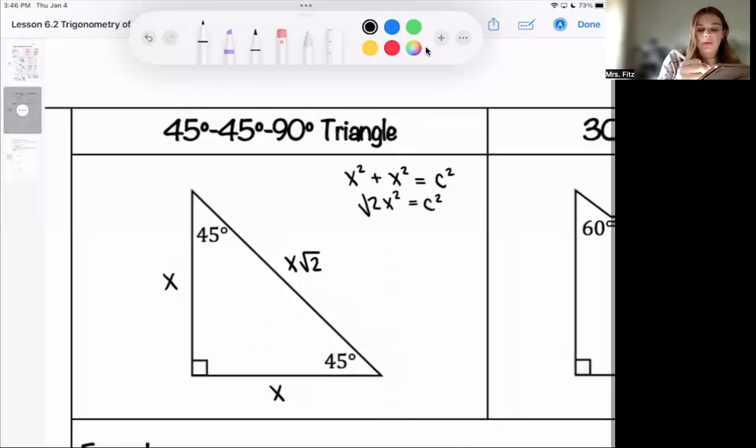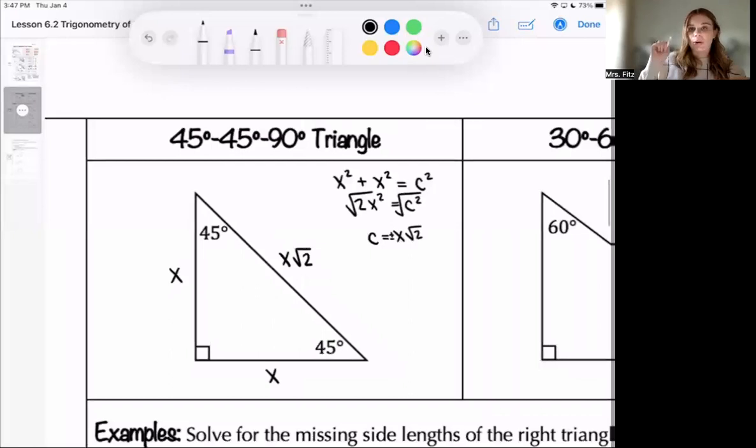You square root both sides, and c would then equal x root 2, well, plus or minus, right? But that can kind of be taken into account with the x in front, but we use the positive x root 2. Okay, so 45, 45, 90 triangle rule. Both legs are equivalent. Take the length of the leg, multiply it by root 2, and you get the hypotenuse.